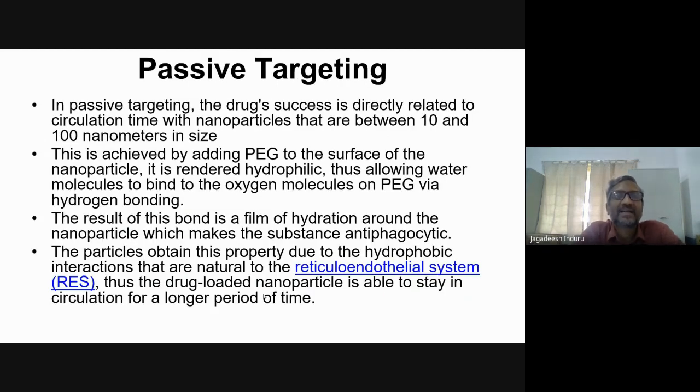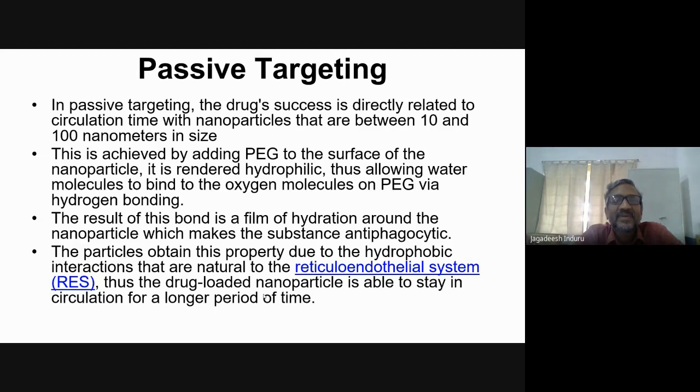So in passive targeting, the drug success is directly related to the circulation time, with a nanoparticle that is between 10 to 100 nanometers in size. Most of the time, this is achieved by adding a PEG to the surface of the nanoparticle. What is it doing? It enhances the circulation time. So if you don't add this PEG to the nano delivery systems, what will happen?